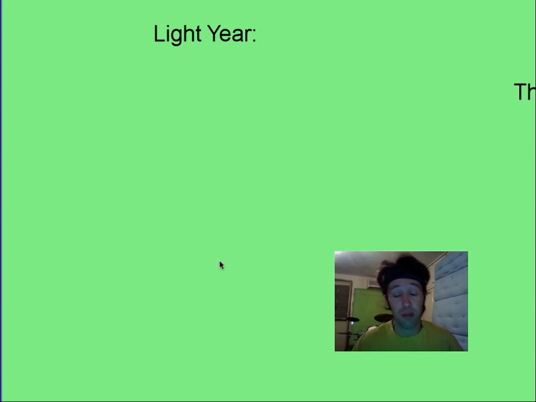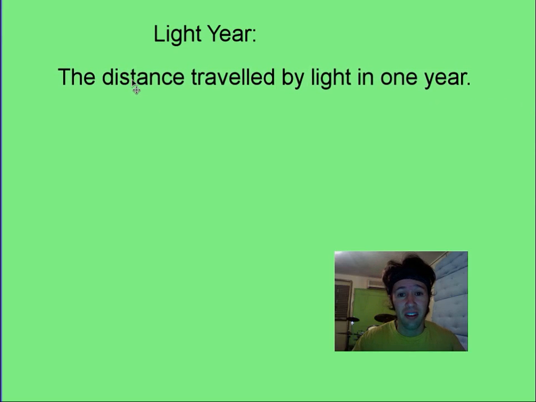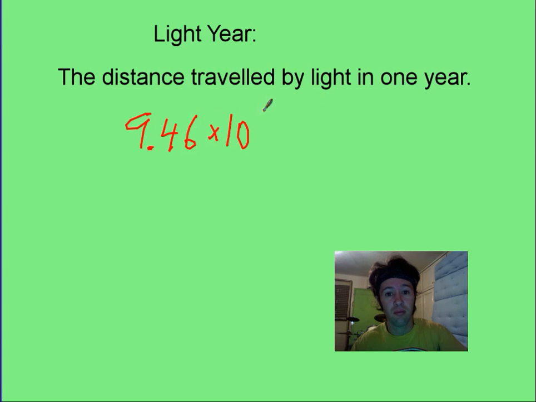This is a pretty self-explanatory term, the light year. It is how far light travels in 1 year. If you mess that up, you might be removed from IB physics. But what that value is, also you want to write down, 10 to the 15th meters. Clearly, that's giant.